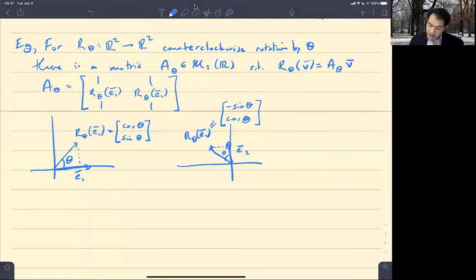Okay, but putting these together, we see that the matrix A theta has first column cosine theta, sine theta, and its second column is minus sine theta, cosine theta.